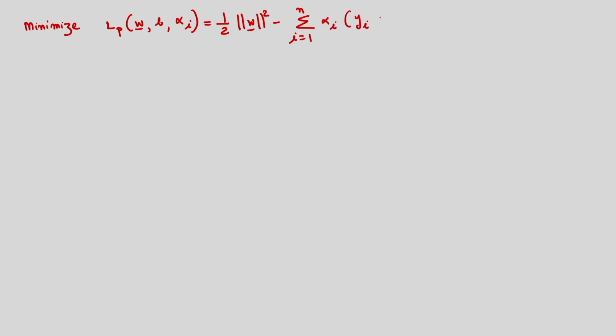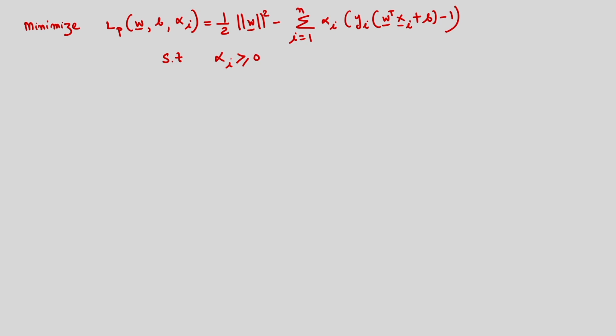So move to the next slide. Again I am writing: minimize this Lagrangian function LP of W, B and alpha I, equal to 1 by 2 W norm square minus summation from I is equal to 1 to n alpha I [yi (W transpose xi plus B) minus 1], subject to the condition that this Lagrangian multiplier should be greater than equal to 0.